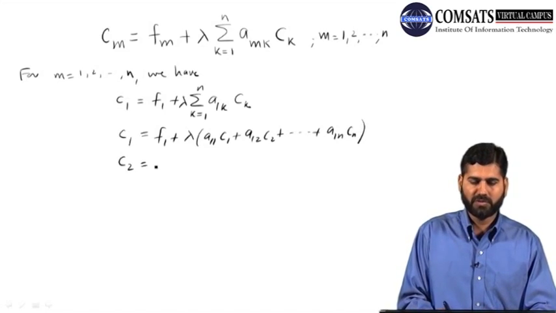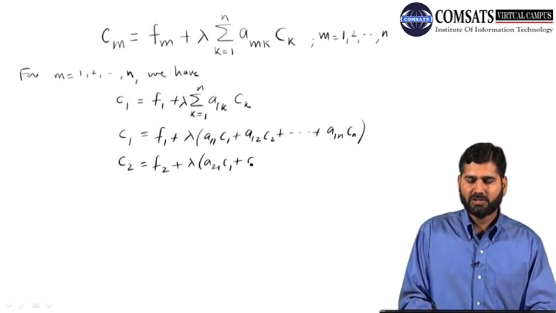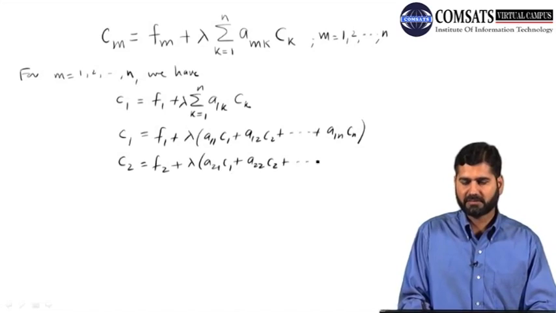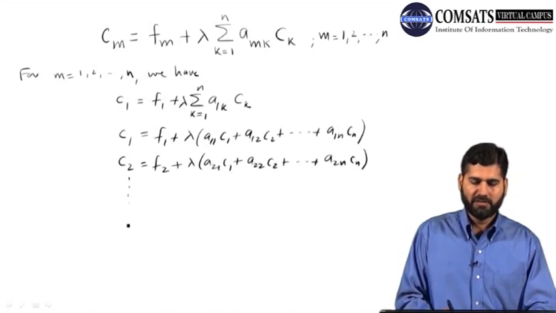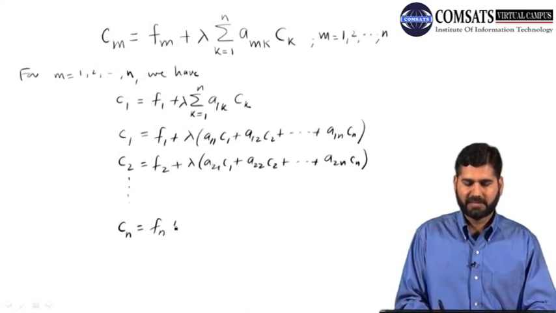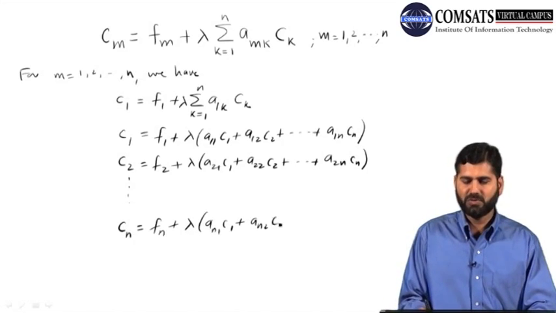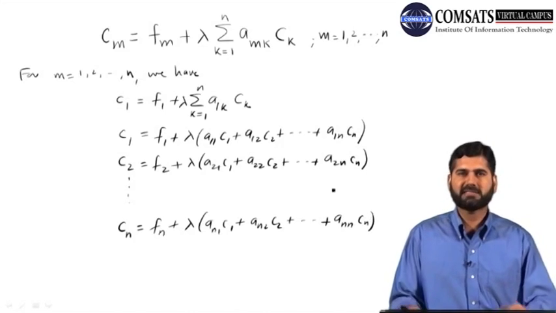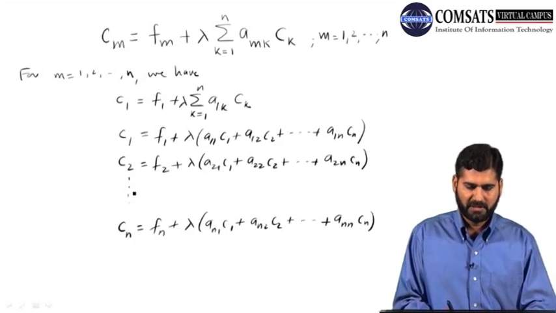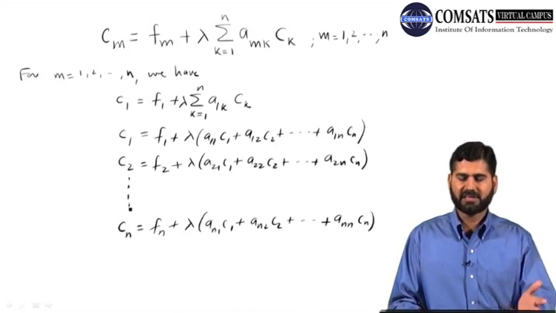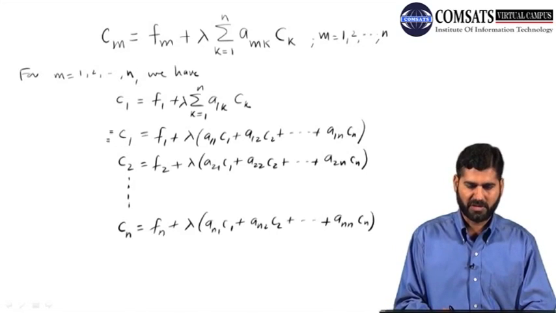Similarly, for c2, you will get f2 plus lambda times a21 c1 plus a22 c2 plus up to a2n cn. So on, for m equal to n, you will get cn is equal to fn plus lambda times an1 c1 plus an2 c2 plus so on up to ann cn. These details were missing in the slide, of course. These things are very straightforward, but I thought I should just write it for you guys.